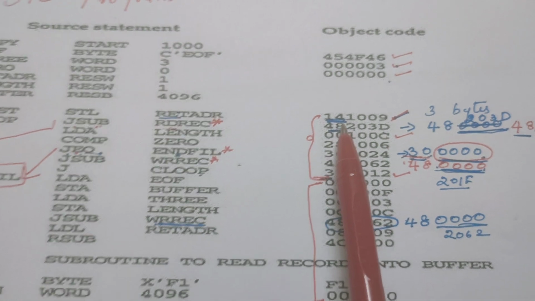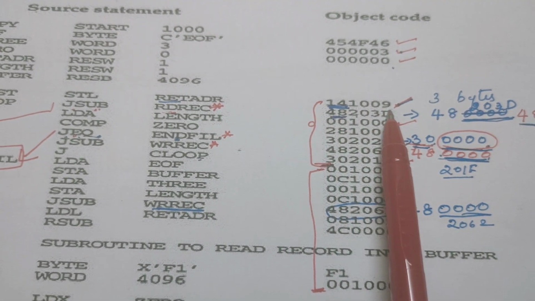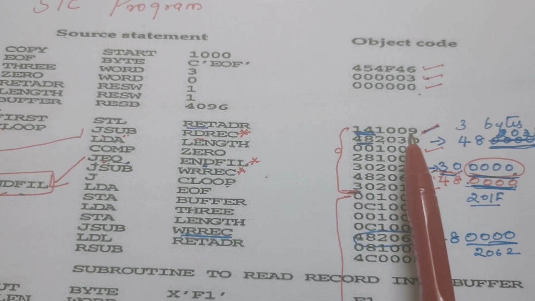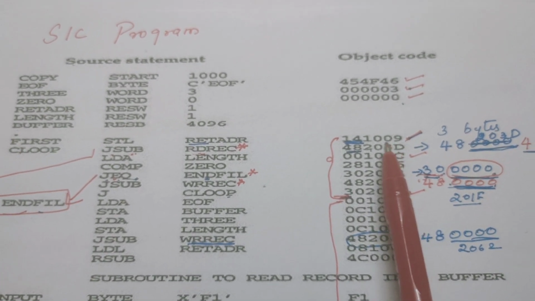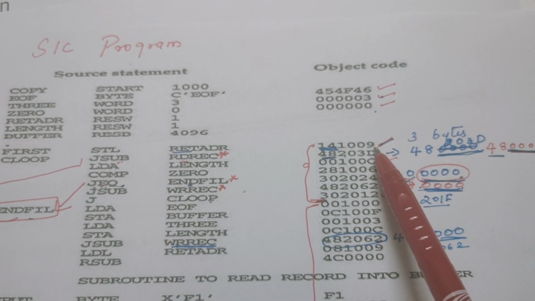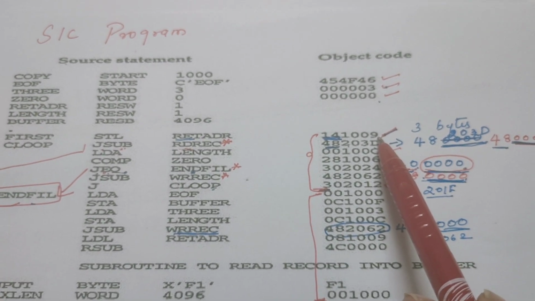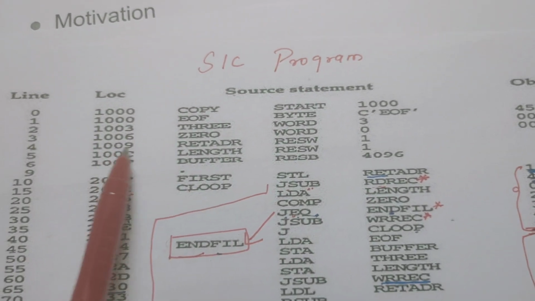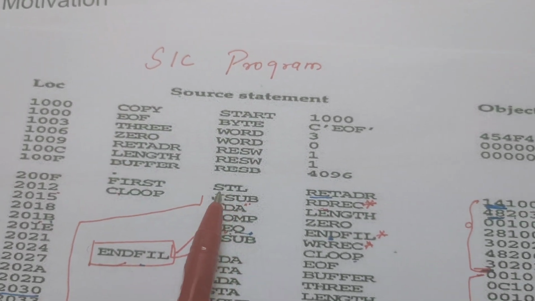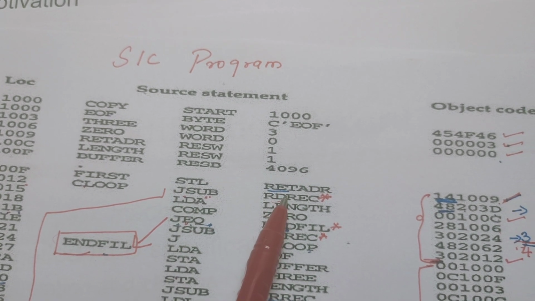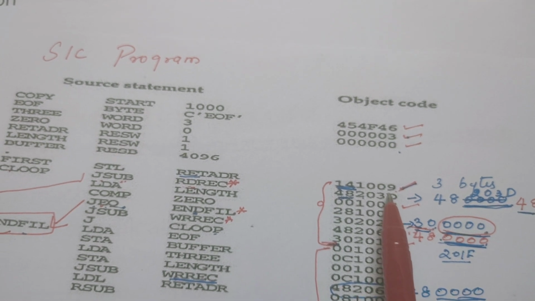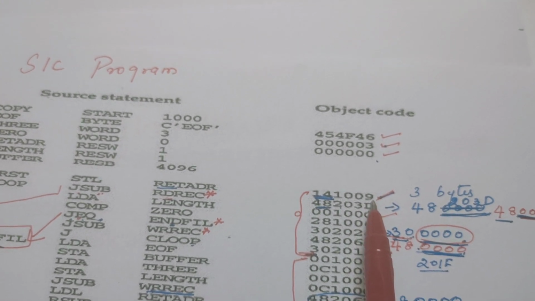Okay, now look into this object code 141009. Every instruction in a SIC program is 3 bytes, and we know that the last 15 bits are for the address. So obviously this 1009 is the address of some label. Let us see what the label is. Yes, 1009 is nothing but the address of the label written address. That is why, when the instruction contains the label written address, while being converted into the object code, its address is written.